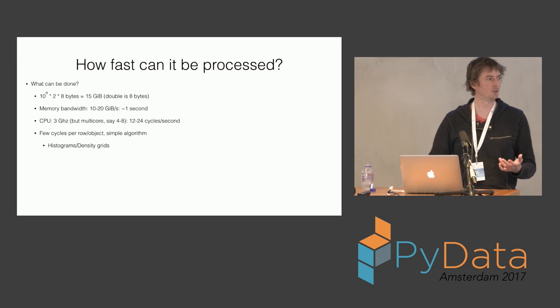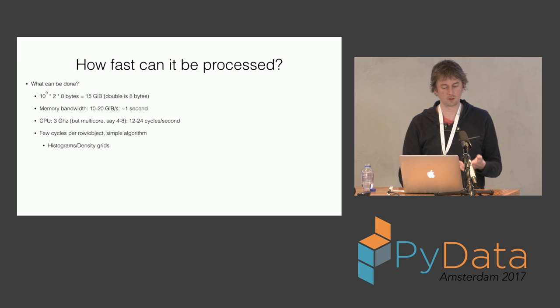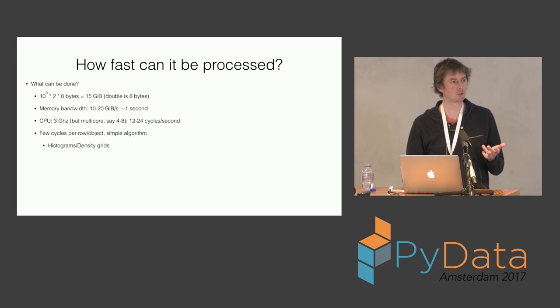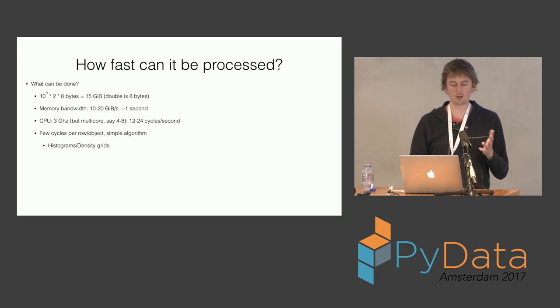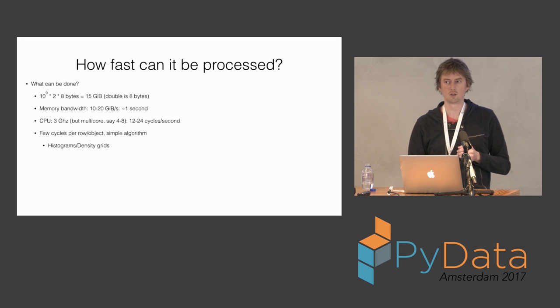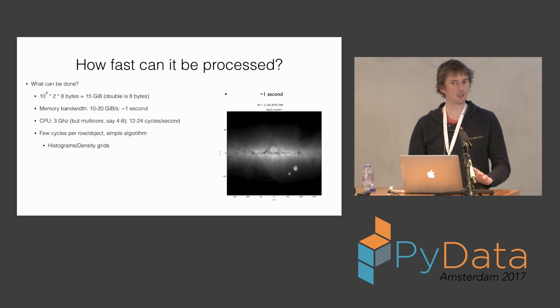And if you look at the CPU, so you take your desktop, it's a 3 gigahertz multi-core system, you have something like 12, 24 cycles a second. So you can do a few multiplications, divisions, but that's it. You can't draw nice glyphs or do complex operations. So you have to keep it simple. And yes, if you try it out, you can make such an image in 1 second. So this is the full Gaia data set again.